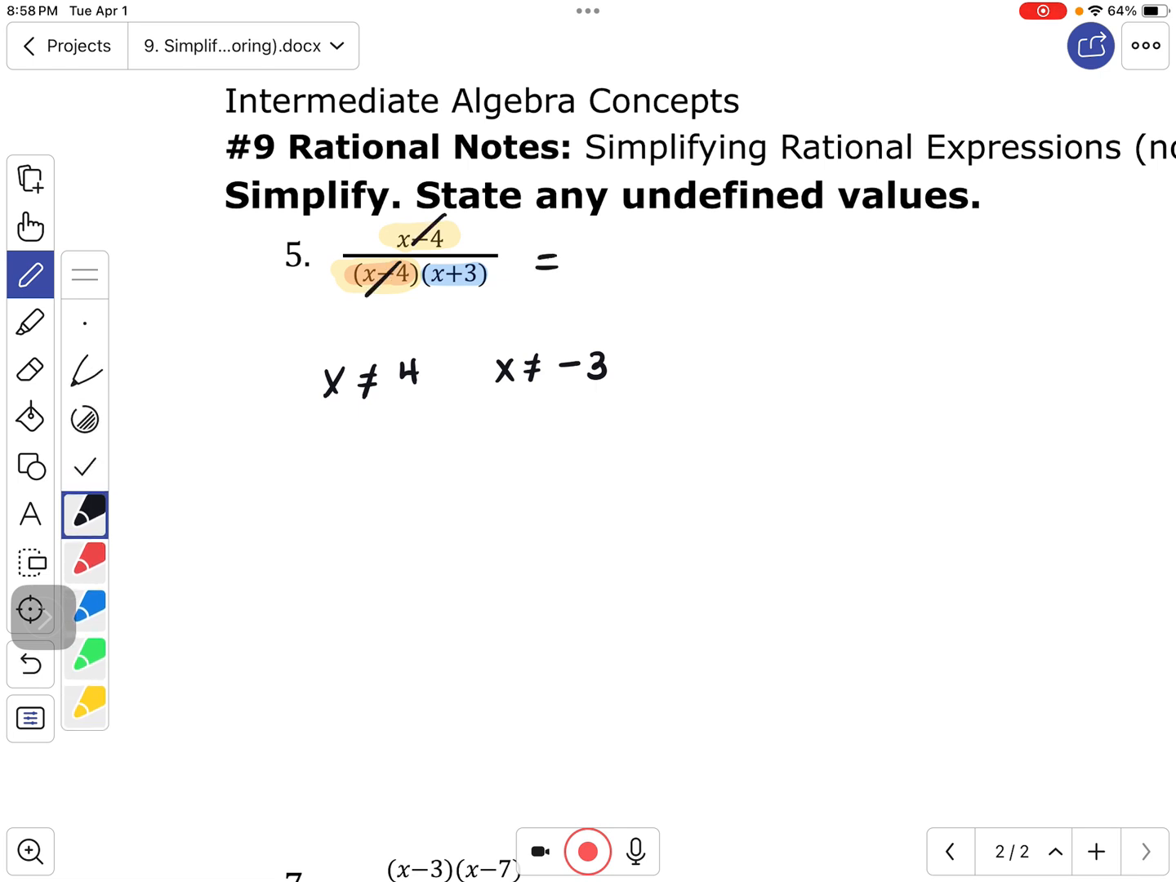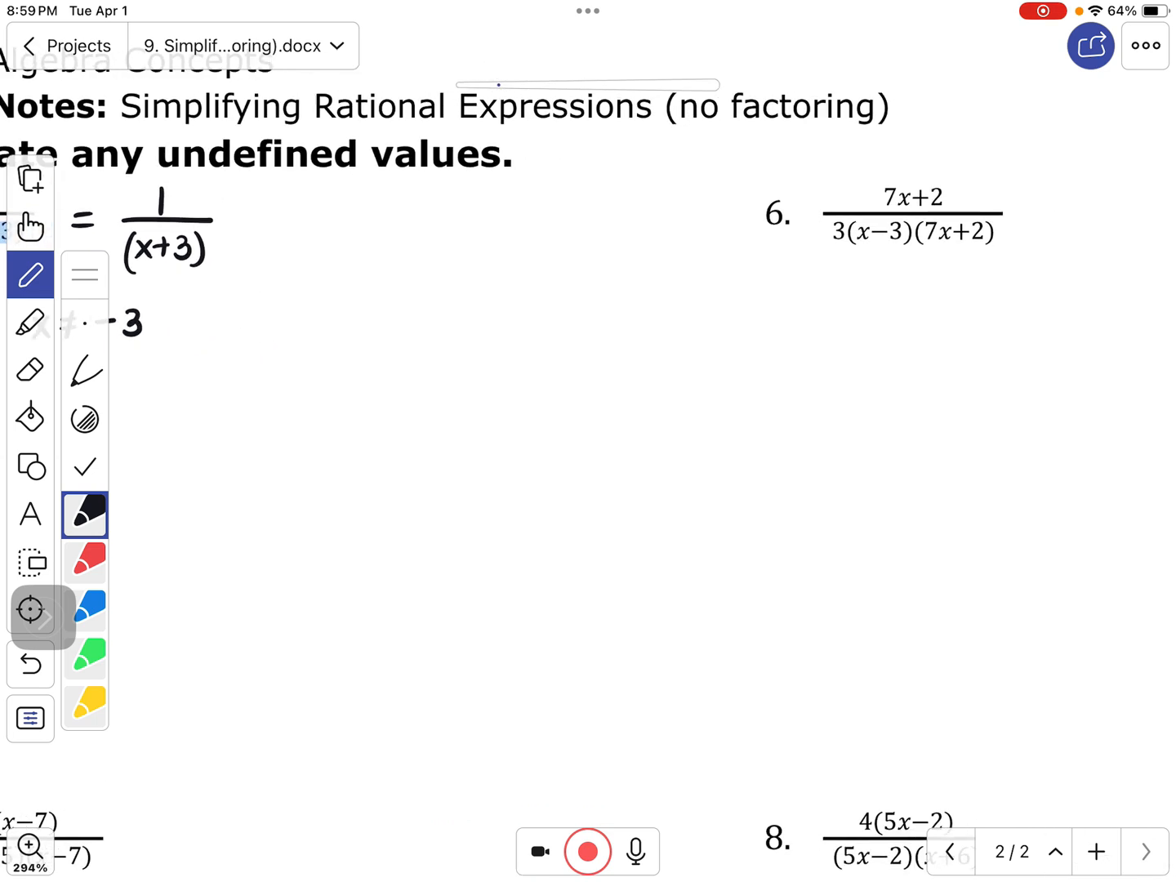So now I'm left with that x plus 3 on the bottom, and you can keep that in parentheses if you want. You don't necessarily have to. If it's the only thing down there, you wouldn't need parentheses under it. And then if there's nothing left on the top to hold that place, you're going to put that 1 to hold the place. Okay, so let's try to do the same thing with number 6.